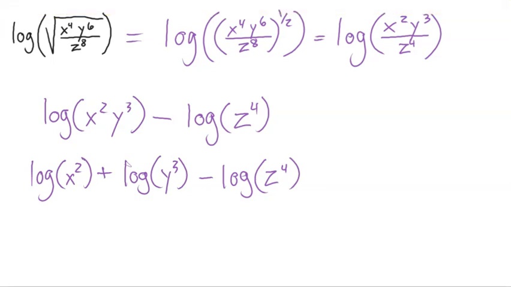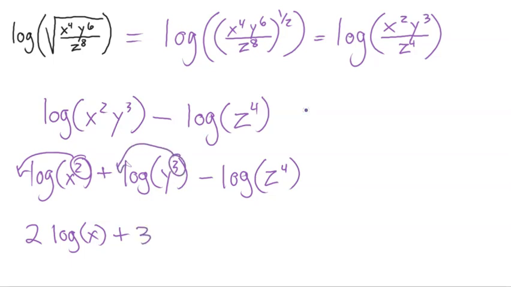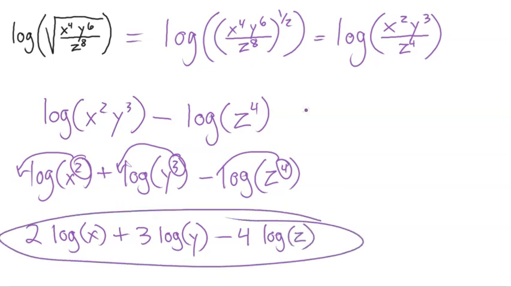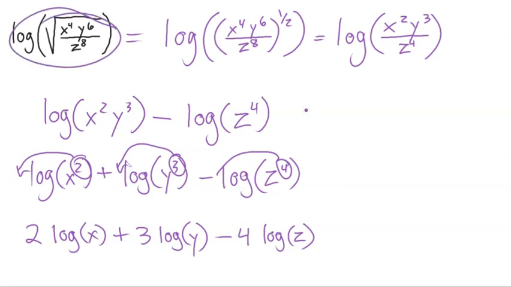And so now we're going to deal with these exponents, the 2 and the 3 and the 4. This 2 is going to go to the front of the logarithm, and so we'll have 2 log of x plus this 3 will go to the front of the logarithm, and so we'll have 3 log of y minus, and this 4 will go to the front of the log, and it'll be 4 log of z. And so here we have our expanded logarithm from this single logarithm.